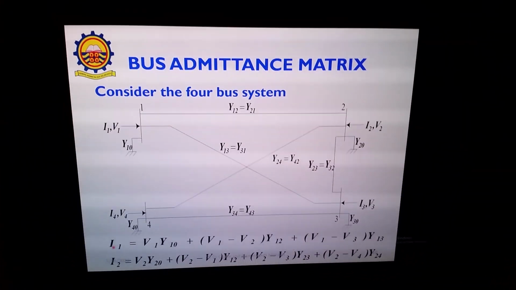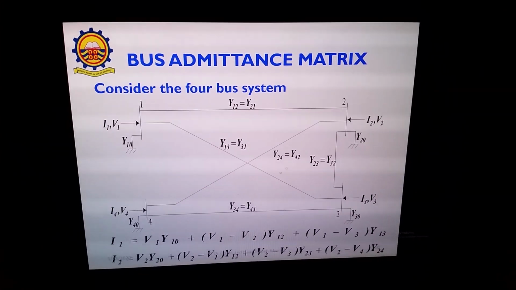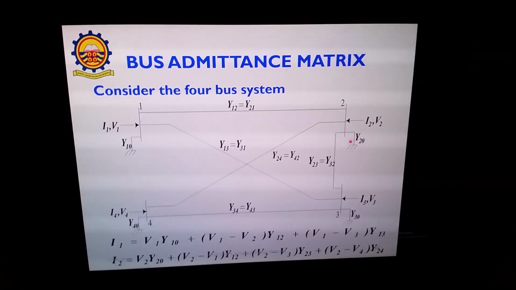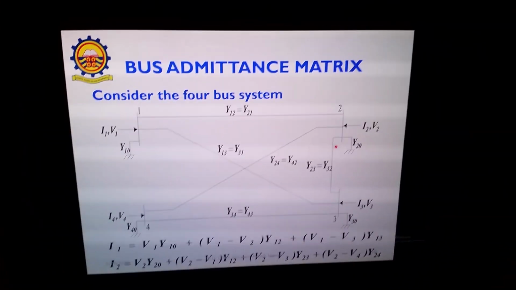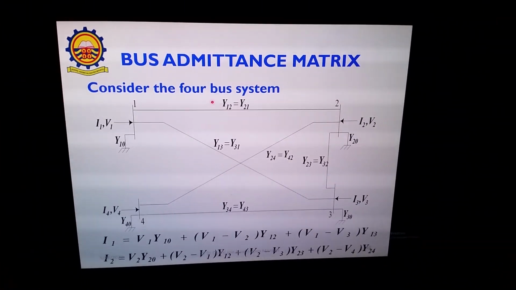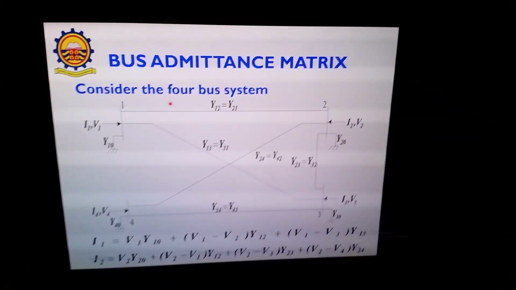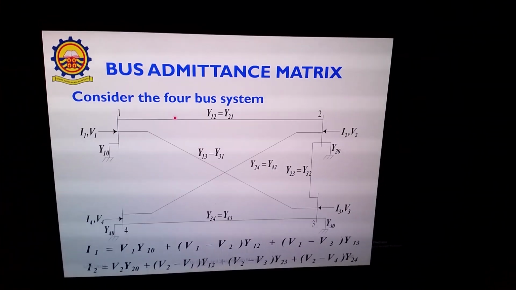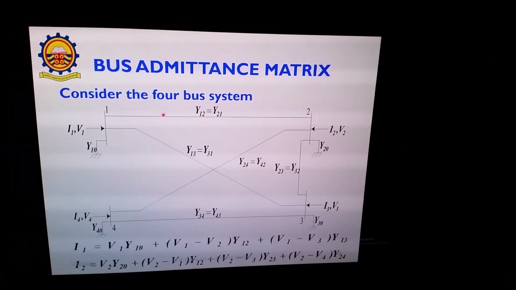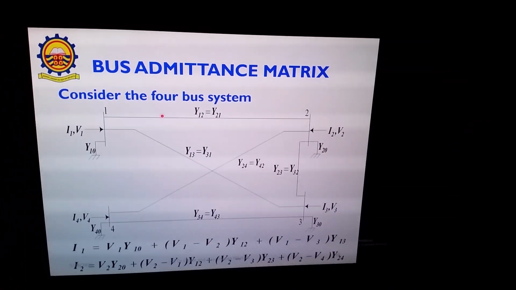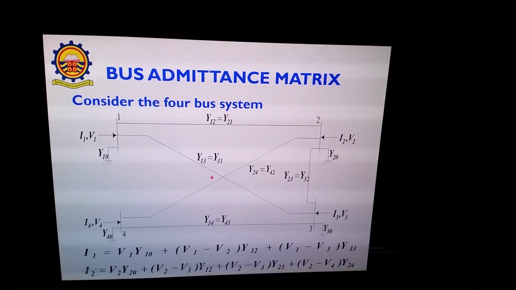For I2, we are saying that I2 is equal to V2, which is the voltage coming from bus bar 2, times its main admittance, plus Y12, which is the admittance from bus bar 1 to bus bar 2. Then you multiply by V2 subtracting V1, the voltage from bus bar 1, from bus bar 2, and then you get this equation.